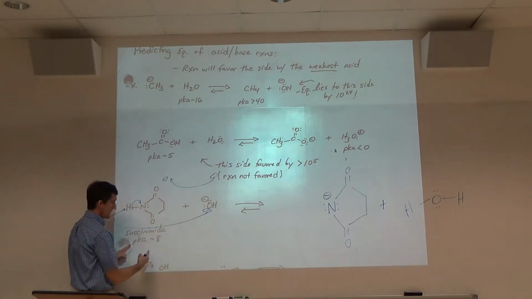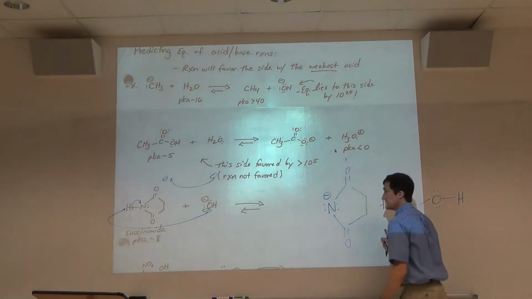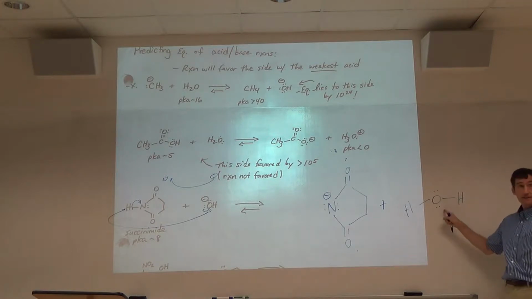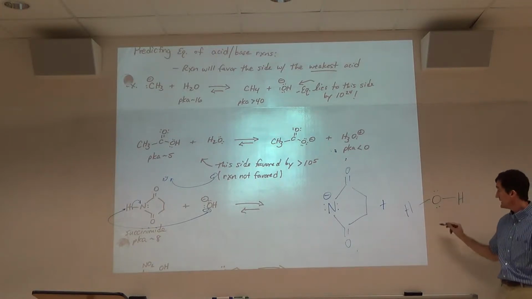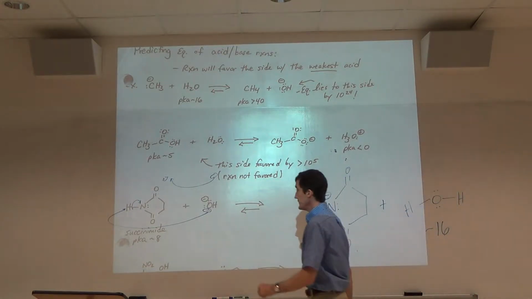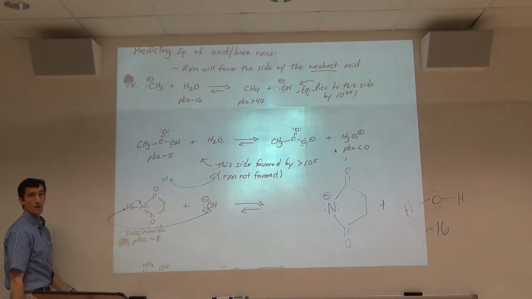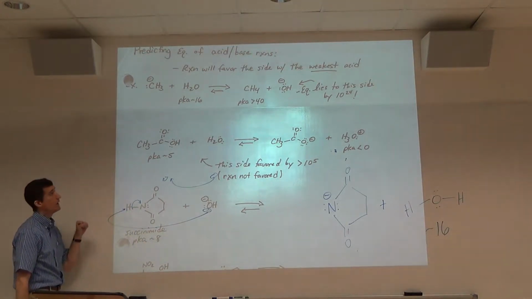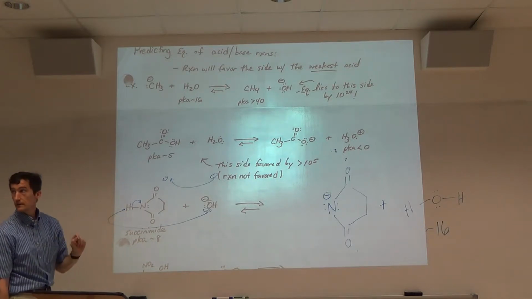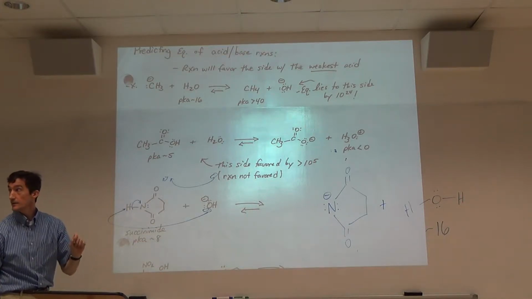pKa of the acid over here is 8. What's the acid on this side? That is it. Okay, what has the H now? That's got the H now. Now what's pKa of that, Scott? 16. Which side's favored, 8 or 16? What did it say? The weaker acid. Which is the weaker acid, 8 or 16? 16. Right? Higher pKa, weaker acid, right?